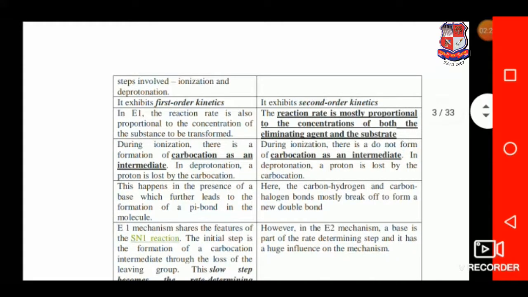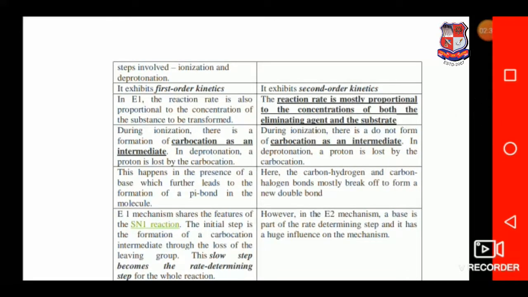E1 reactions are first order kinetics compared to E2 reactions, which are second order. E1 reaction rate is proportional to the concentration of the substrate to be transformed, while in E2 it is proportional to the eliminating reagent concentration and substrate concentration. During ionization in E1, there is a formation of a carbocation as an intermediate, while no such intermediate occurs in E2, where deprotonation is the mechanism.